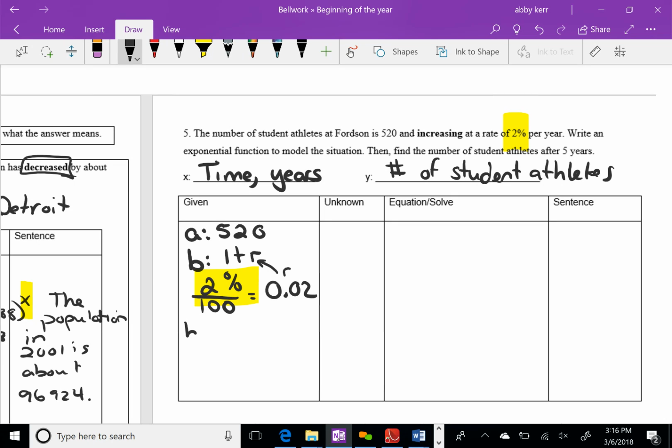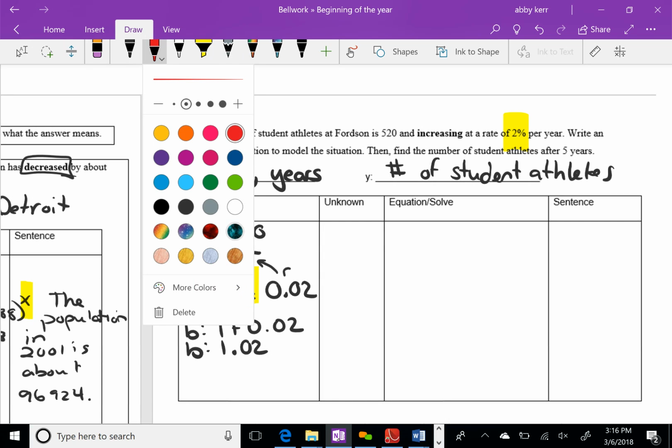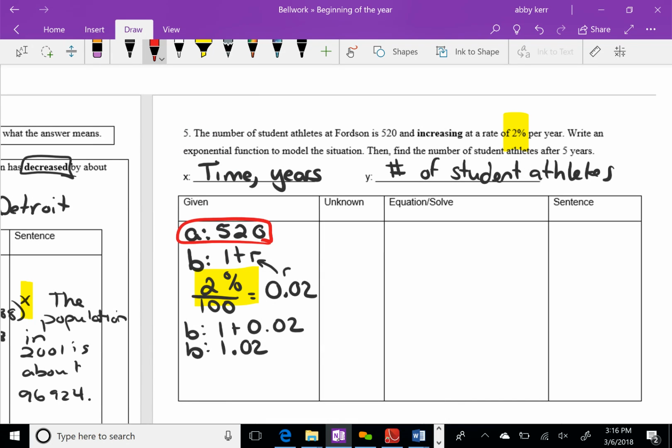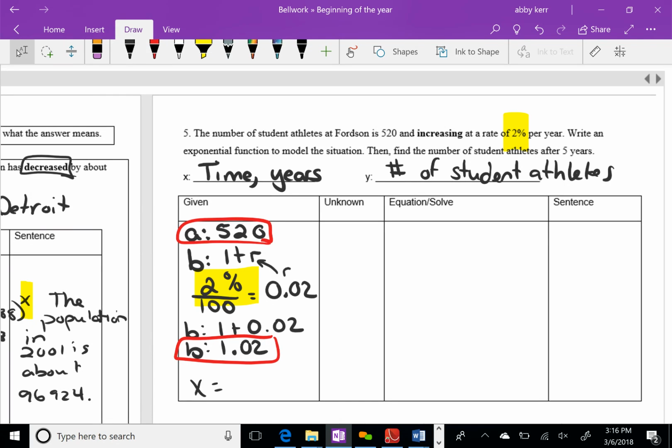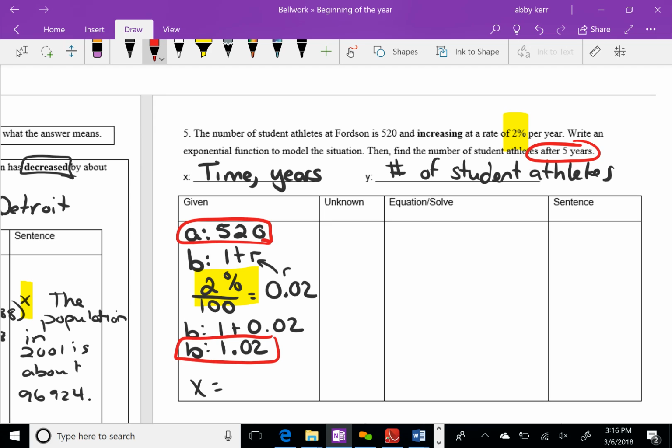Then you plug that in. So 1 plus 0.02. So your B value is 1.02. So now we have our A value. Now we have our B value. What we need to find is our X. Problem number 5 is actually simpler than the previous two problems because I gave you after 5 years. So you don't have to do any math. You just write 5 years. The unknown is the number of athletes.